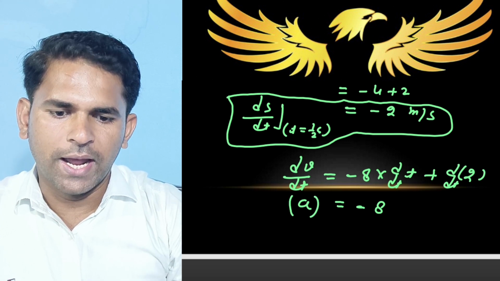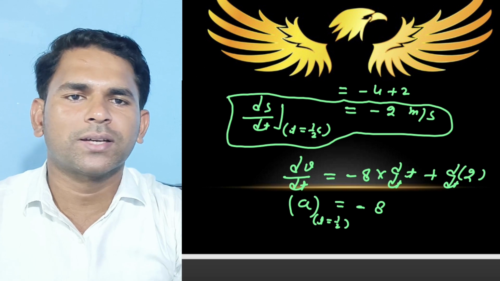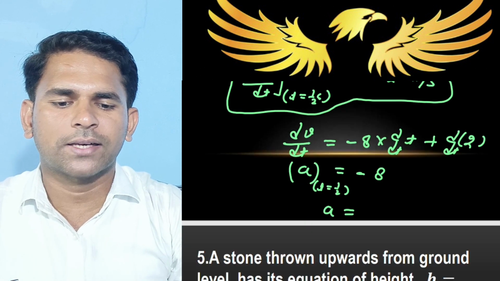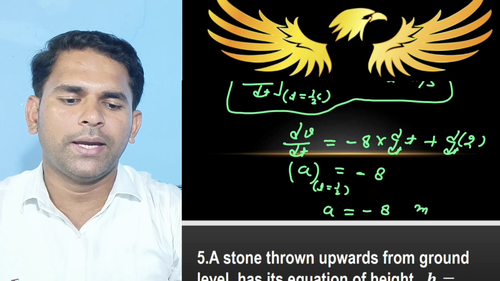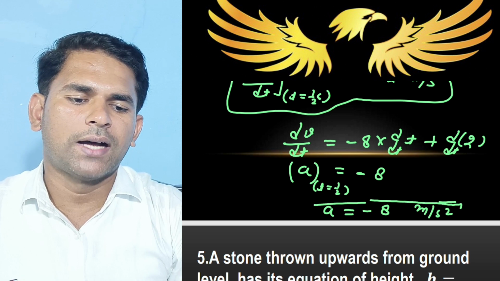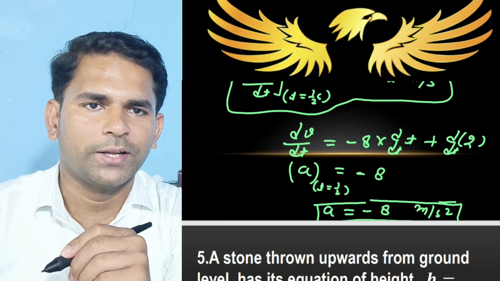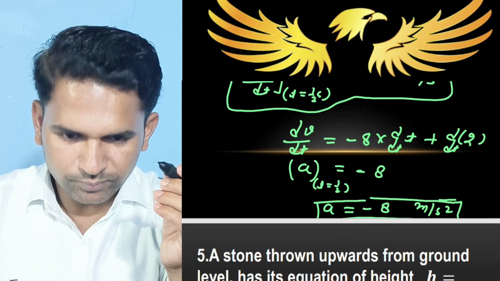Suppose I write acceleration at t equal to half. It does not have a time function, so minus 8 comes. So finally we can write the acceleration at t equal to half second will be minus 8 meter per second square. So this is the answer of this given problem. Now you can see the next question on the screen.